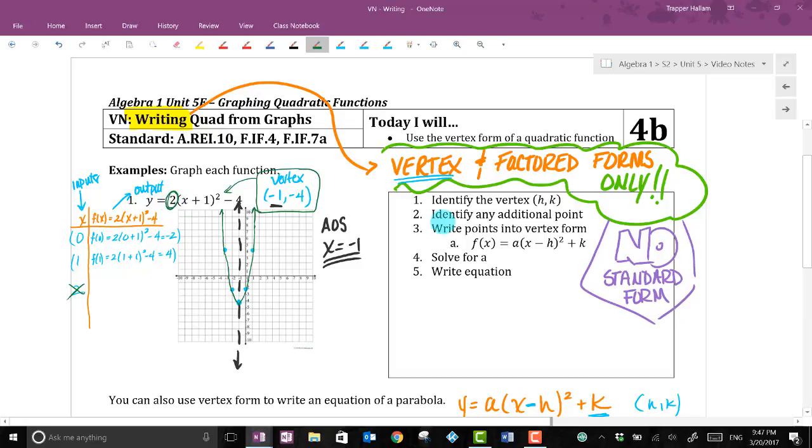So if we're working backwards, seeing that happen, we're going to go ahead and identify the vertex from our graph. Then we're going to identify one additional point. It could be any point you want. It could be this one, could be this one, could be this one. Just one though. And then we're going to put those pieces in.